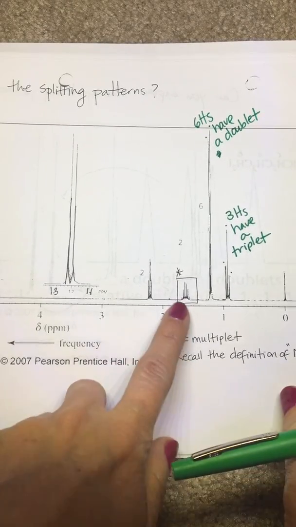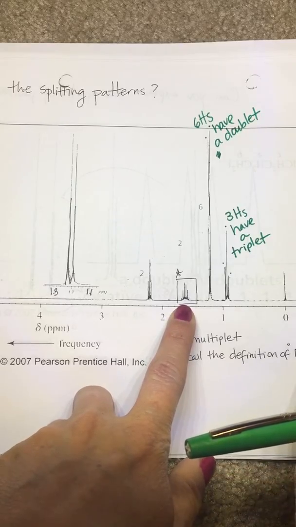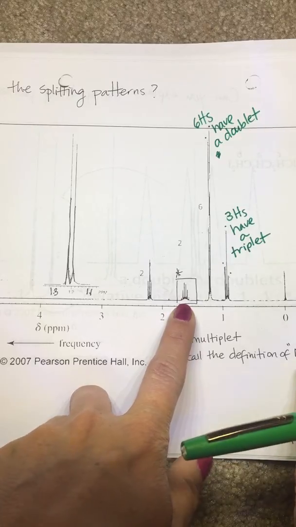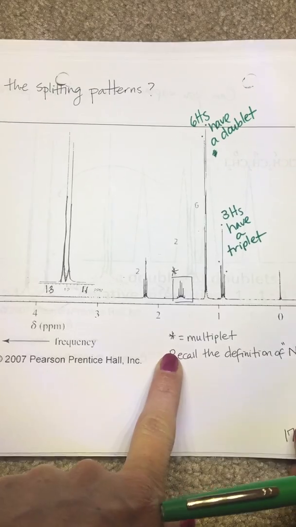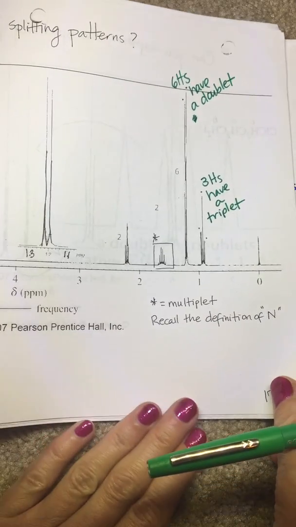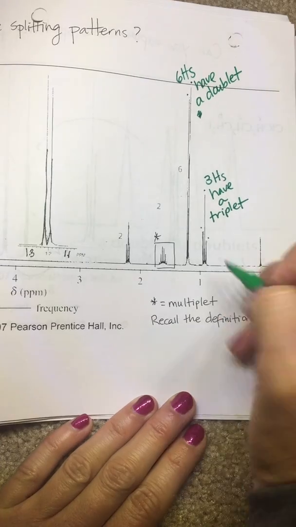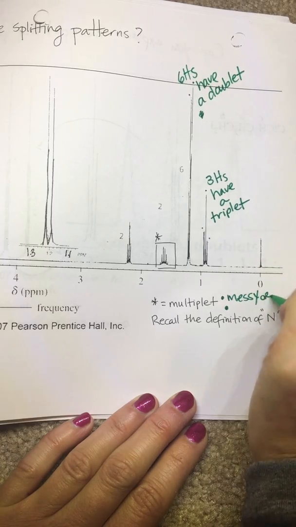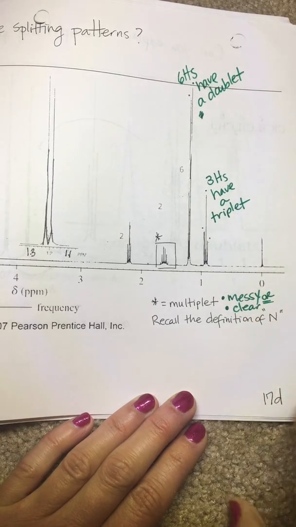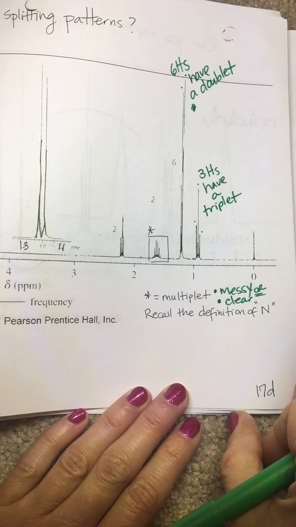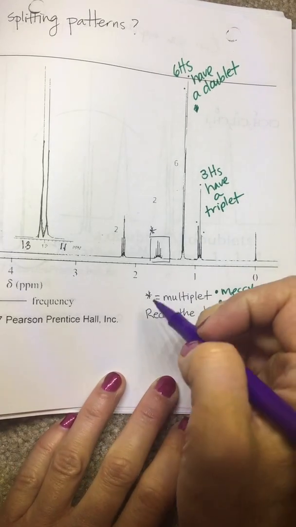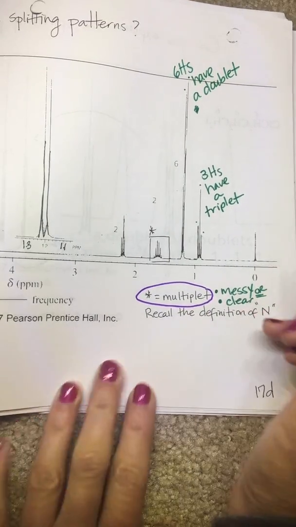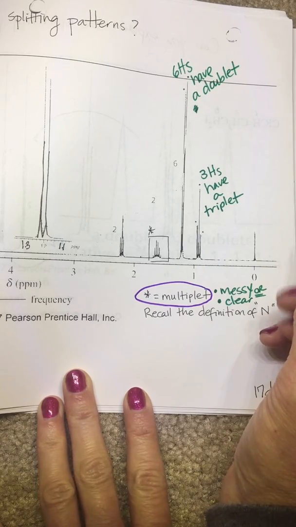Okay, and now this signal right here is kind of interesting. You may or may not be able to count the little lines, and that's okay. You don't need to when it's labeled a multiplet. So sometimes multiplets will be messy, and sometimes they will be clear. But if it's labeled as a multiplet, that's going to be very important. A multiplet means that the hydrogens that have a multiplet signal have unequivalent neighbors.